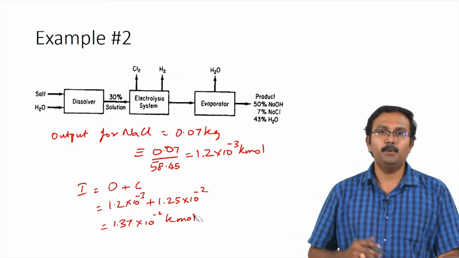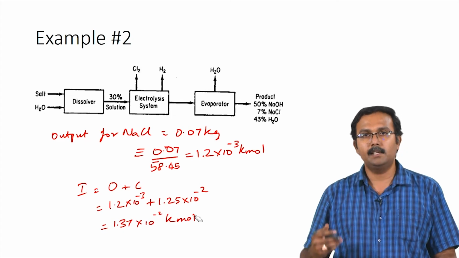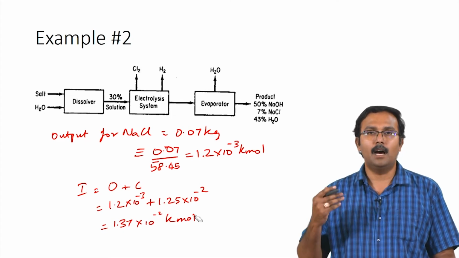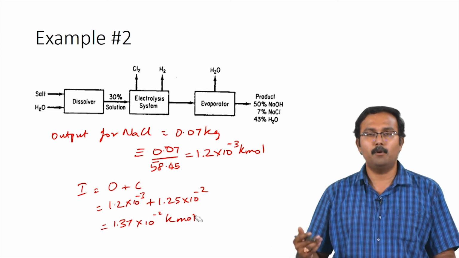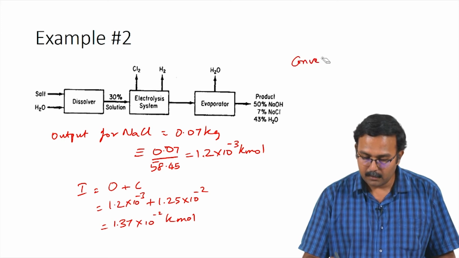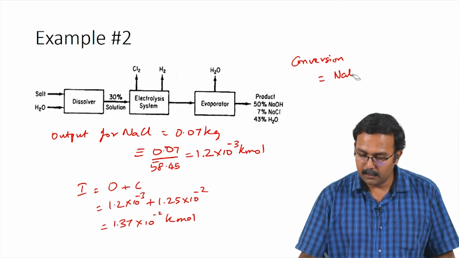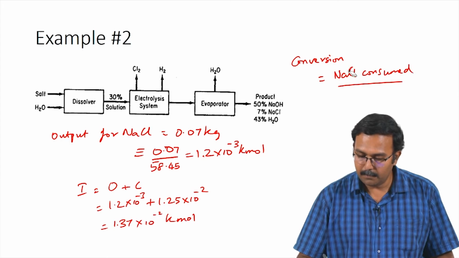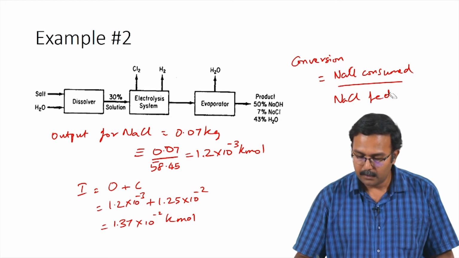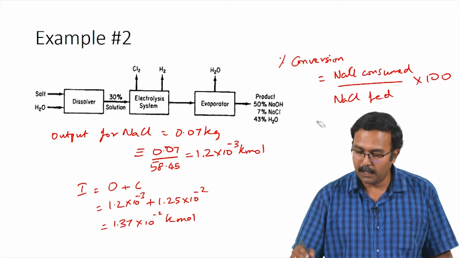So, now we have the input and the output terms and the consumption term for NaCl. If you recollect the definition for conversion, it is the amount of a reactant consumed divided by the amount of the reactant fed. So, based on that, conversion would be NaCl consumed divided by NaCl fed. So, here we have been asked for percentage conversion, which means this multiplied by 100.